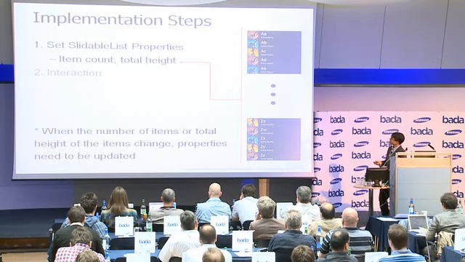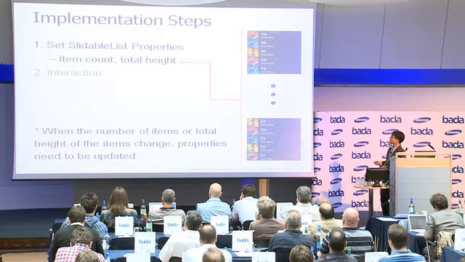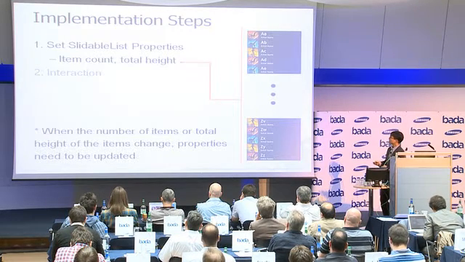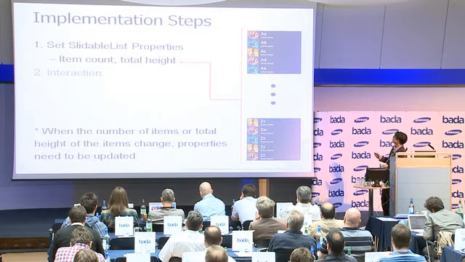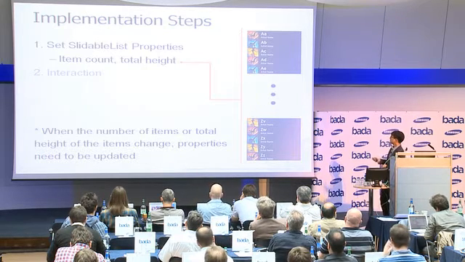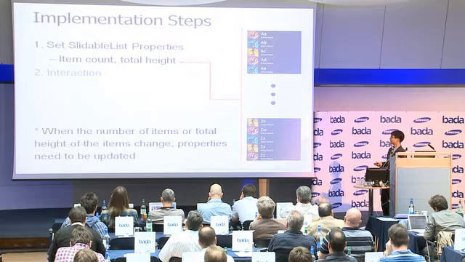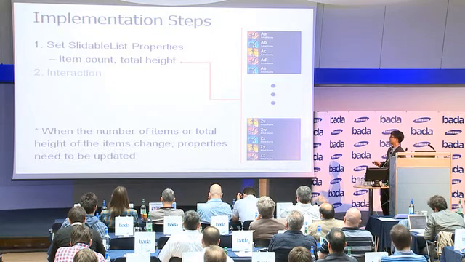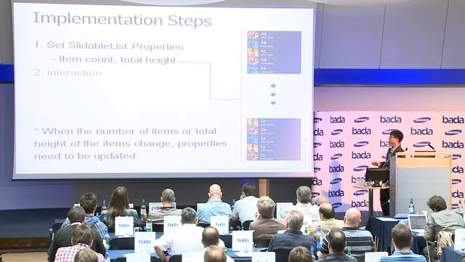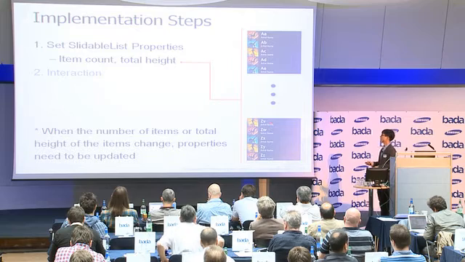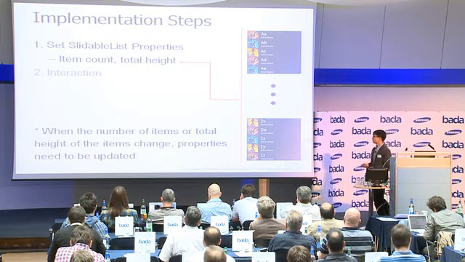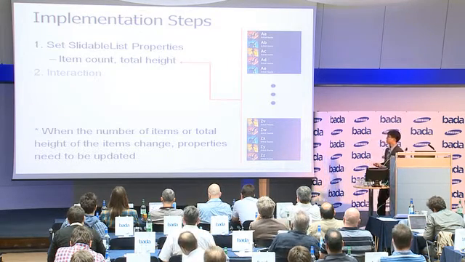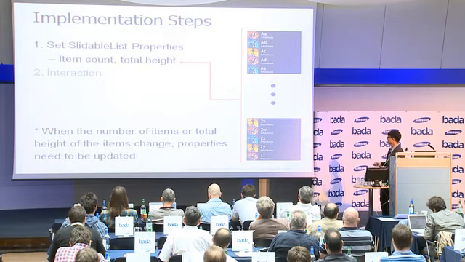One thing that you have to remember is that we have to let the system know exactly how many items are in the list and what's the total height of the list. So if, say, my list had 100 or 200 items, I would have to let it know that I have 200 items and what is the total height. If the height of each item was, say, 100 pixels, then it would be 200 times 100. So this information is necessary because the system uses that to draw the scroll bar.